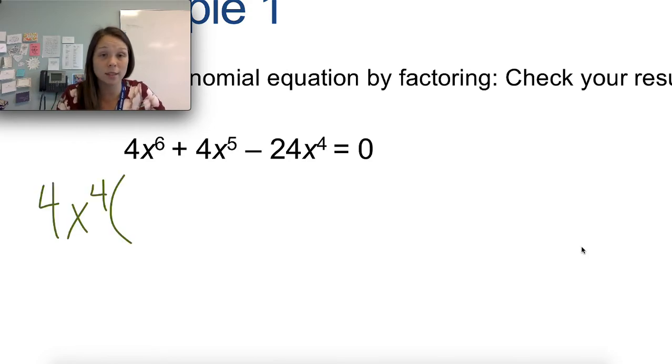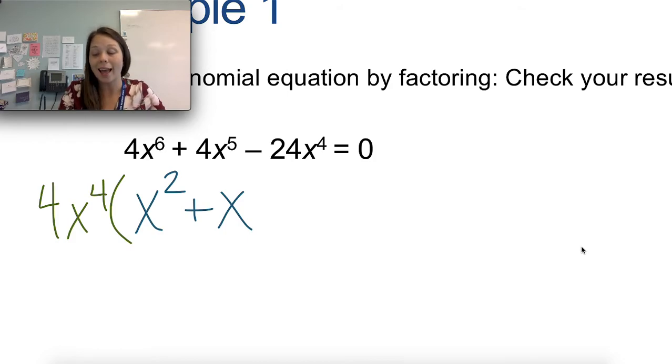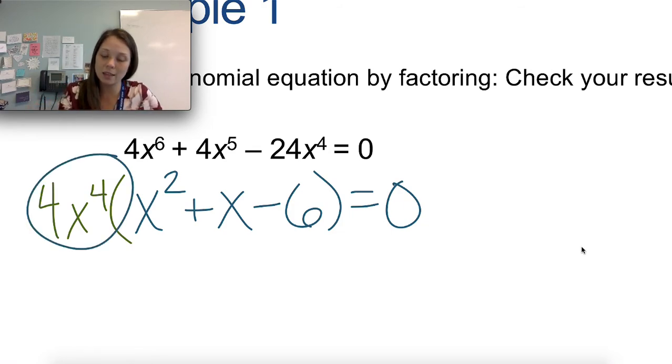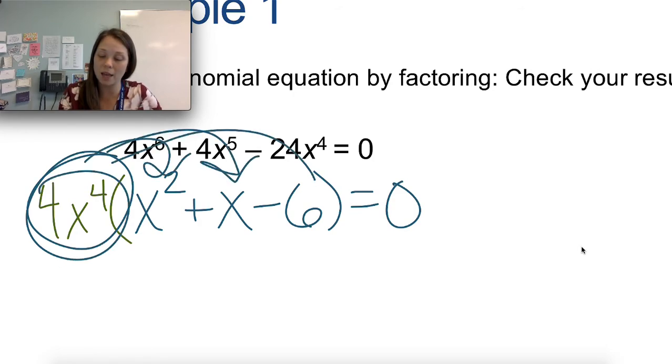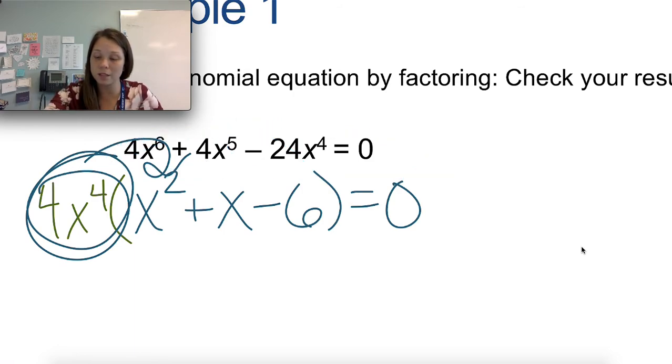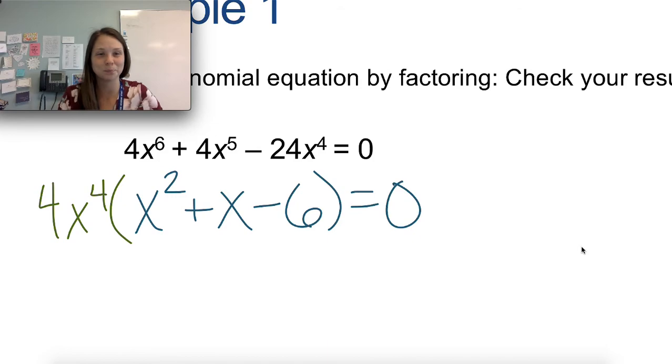I had 4x to the 6th, but now I'm factoring out 4x to the 4th, and that leaves me with x squared. I had 4x to the 5th. I factored out the 4x to the 4th though, and that leaves me with a plus 1x. I had minus 24x to the 4th, but I am dividing out 4x to the 4th, so that leaves me with minus 6. Again, you can always check your work by doing this process backwards and multiplying the 4x to the 4th back in, and you would get the original problem at hand. But the purpose of this is to factor, so I'm going to erase that work.